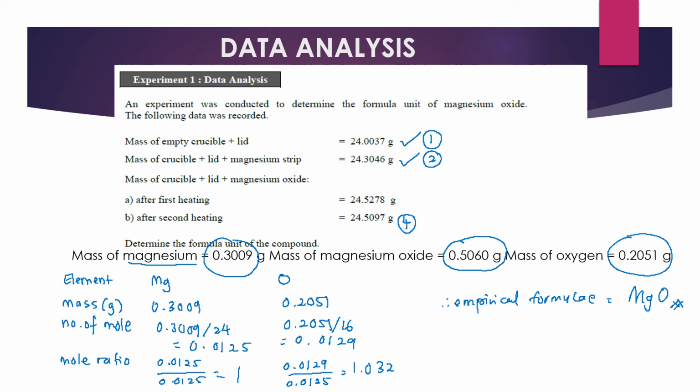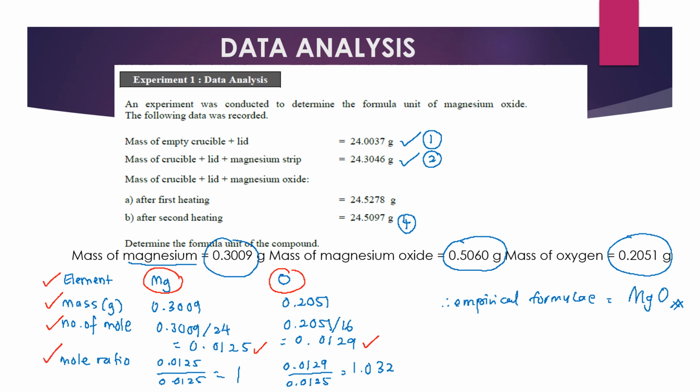So next, you have to draw or construct the empirical formula table. The first row, you must write the elements in the compound, which are magnesium and oxygen. The second row, you write the mass of each element that you found before. Then the third row, you find the number of moles for each element by dividing by the molar mass of the element. You get 0.0125 here for magnesium and 0.0129 for oxygen.